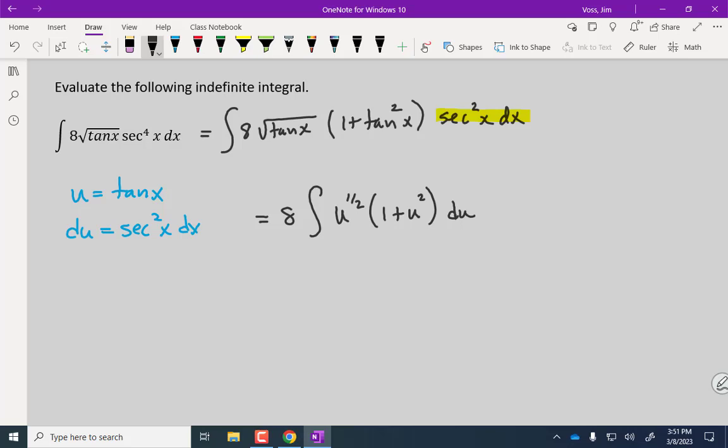And kind of same move now. We want to distribute that u to the 1/2, get powers of u, and then use the power rule. So we're going to have 8 integral u to the 1/2 plus u to the what? 5 halves.